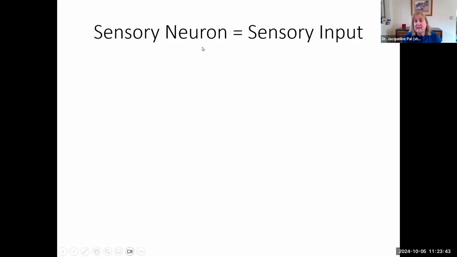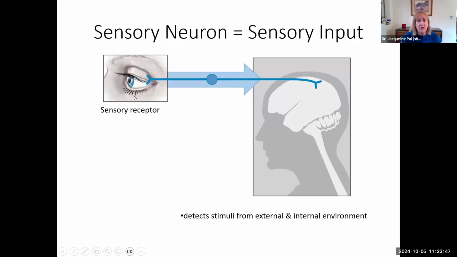So the function of the sensory neuron is sensory input. So looking at it closer, we're going to have a sensory receptor detecting the stimuli from either external or internal environment. And the sensory neuron is going to convert that to a nerve impulse, which is then going to take it to the central nervous system.